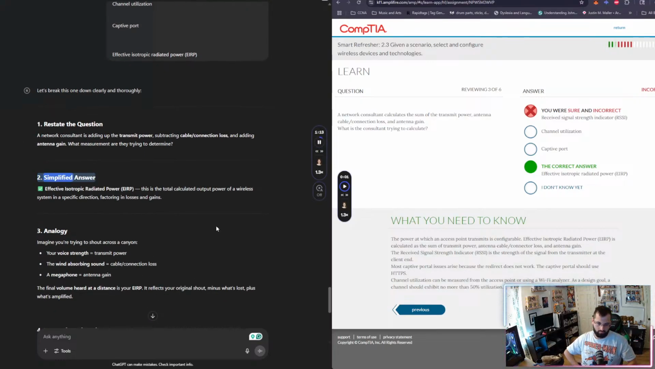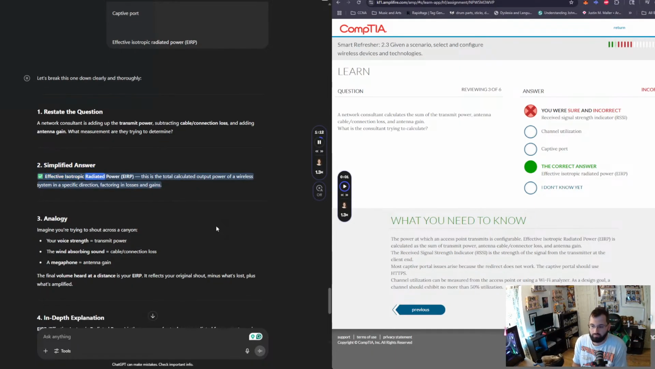2. Simplified answer. Effective isotropic radiated power, EIRP. This is the total calculated output power of a wireless system in a specific direction, factoring in losses and gains.